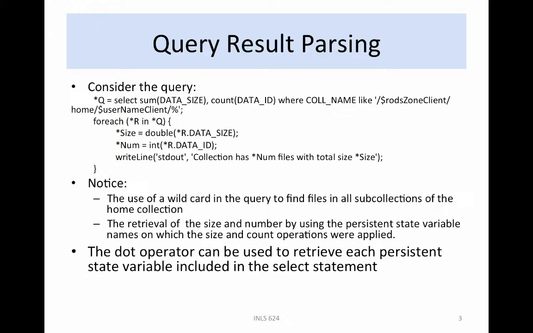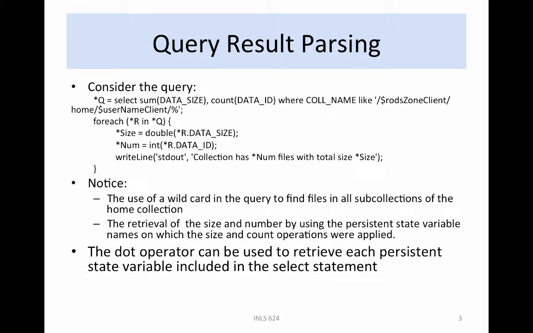Consider the rule snippet shown here. *Q = select sum(DATA_SIZE), count(DATA_ID) where COLL_NAME like '/$rodsZoneClient/home/$userNameClient%'. foreach(*R in *Q) { *size is doubled: *R.DATA_SIZE, *num = int(*R.DATA_ID) }. writeLine(stdout, "Collection has *num files with total size *size"). Both the size and number of files in a collection hierarchy are found.